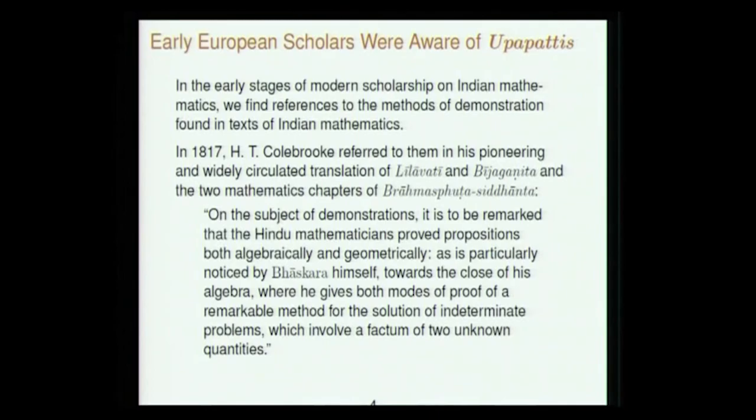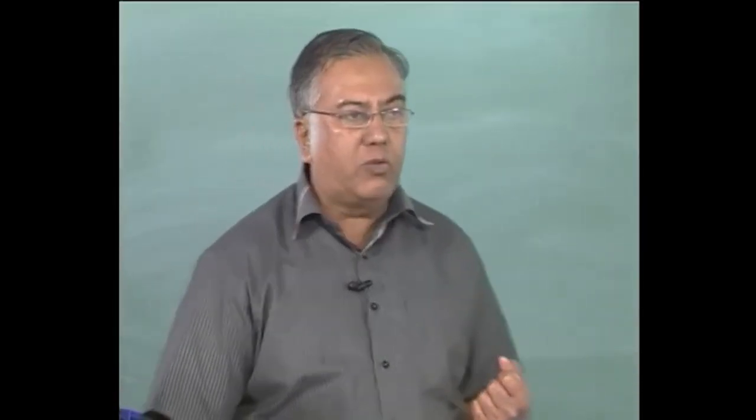Now, when modern scholars started studying Indian mathematics, the fact that these books did have various kinds of proofs, and that there were commentaries containing various proofs, was taken note of. Colebrooke's work is the pioneering work in the translation of Indian mathematical texts. He translated Leelavati, Bijaganita, and the two mathematics chapters of Brahmasphuta Siddhanta, and his book is filled with footnotes from various commentaries, and occasionally he refers to the demonstrations or upapattis contained in the commentaries.